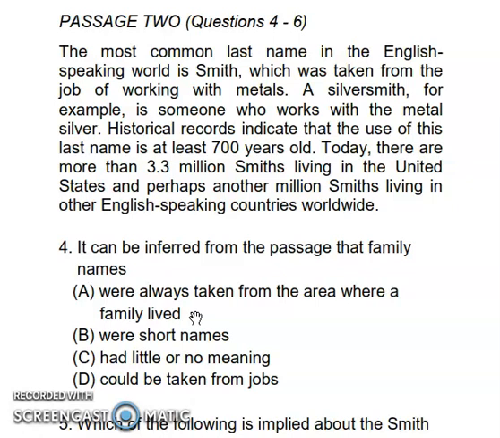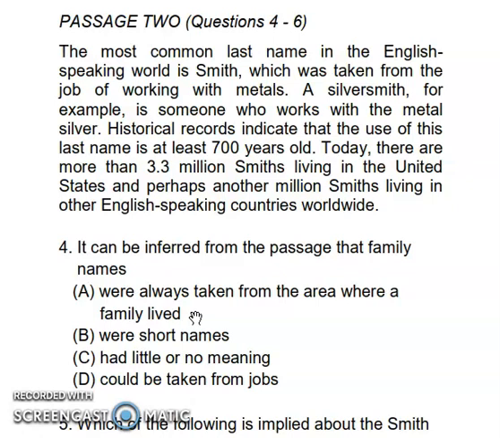The text doesn't talk about the family name coming from where a family lives. It doesn't have any relation with the name from a family. And then option B, were short names. It doesn't talk about short names. If you read the text at a glance, you will not find any keyword that relates to short names.